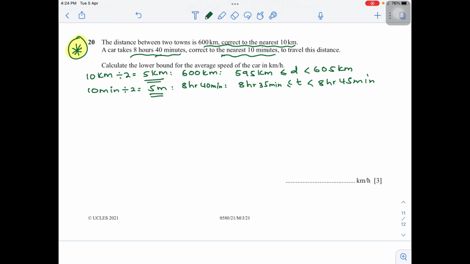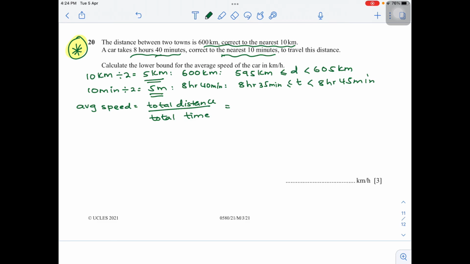Next one. It says calculate the lower bound of the average speed of the car in kilometers per hour. Average speed is total distance divided by total time. What's the total distance?